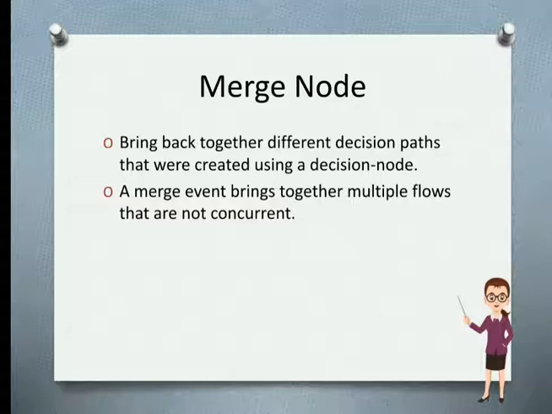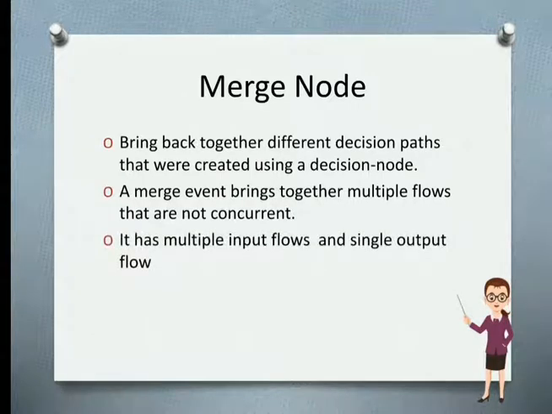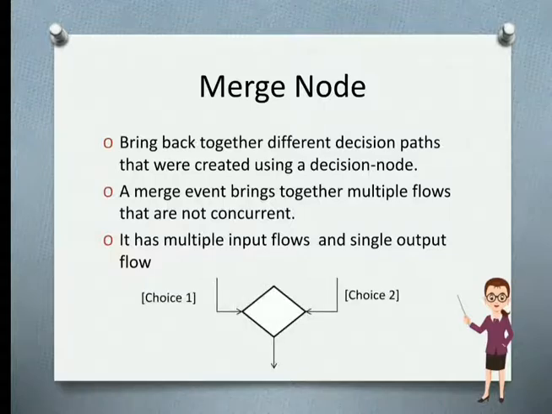So a merge node brings together multiple flows that are not concurrent. It has multiple inputs but a single output. So this is an example. Choice 1 is there, choice 2 is there, and these choices are merged, and the next further activities are single or sequential activities that are carried out.